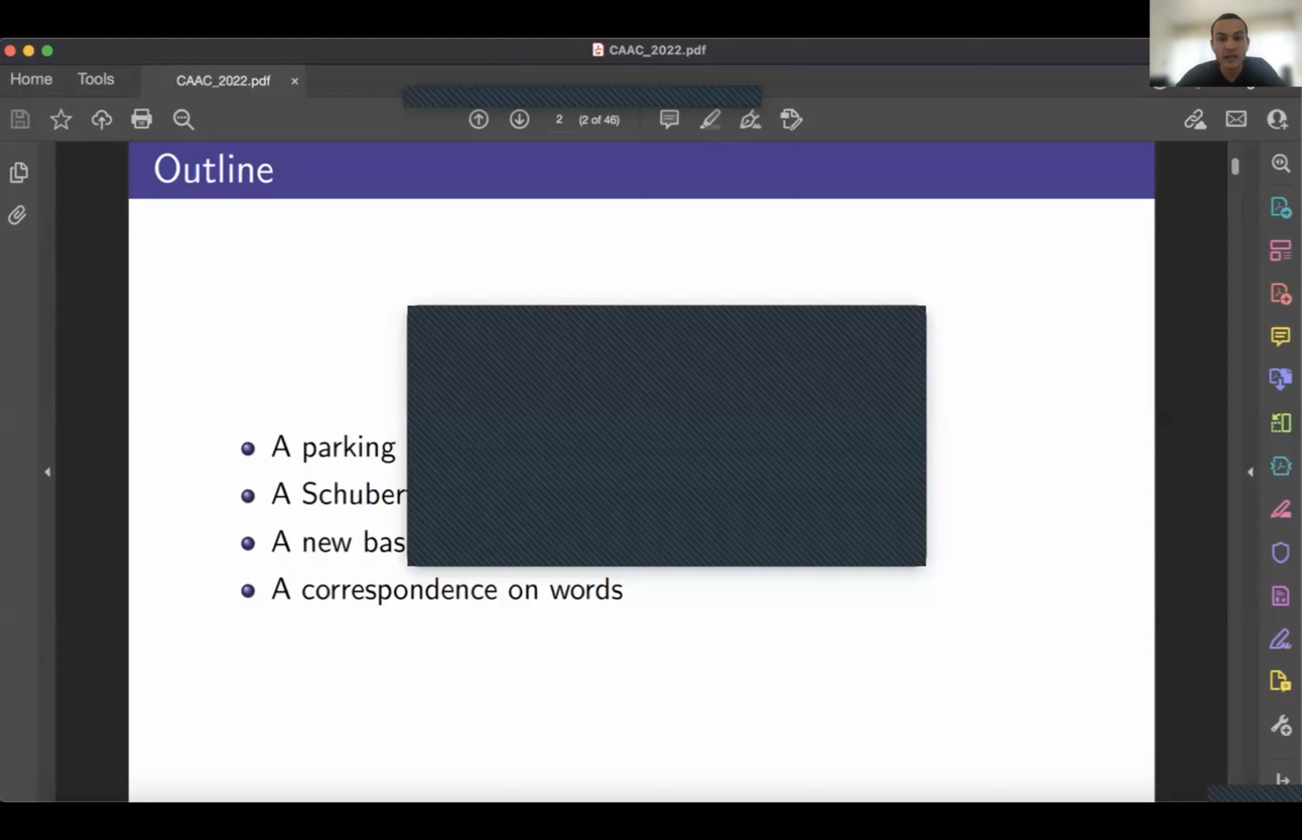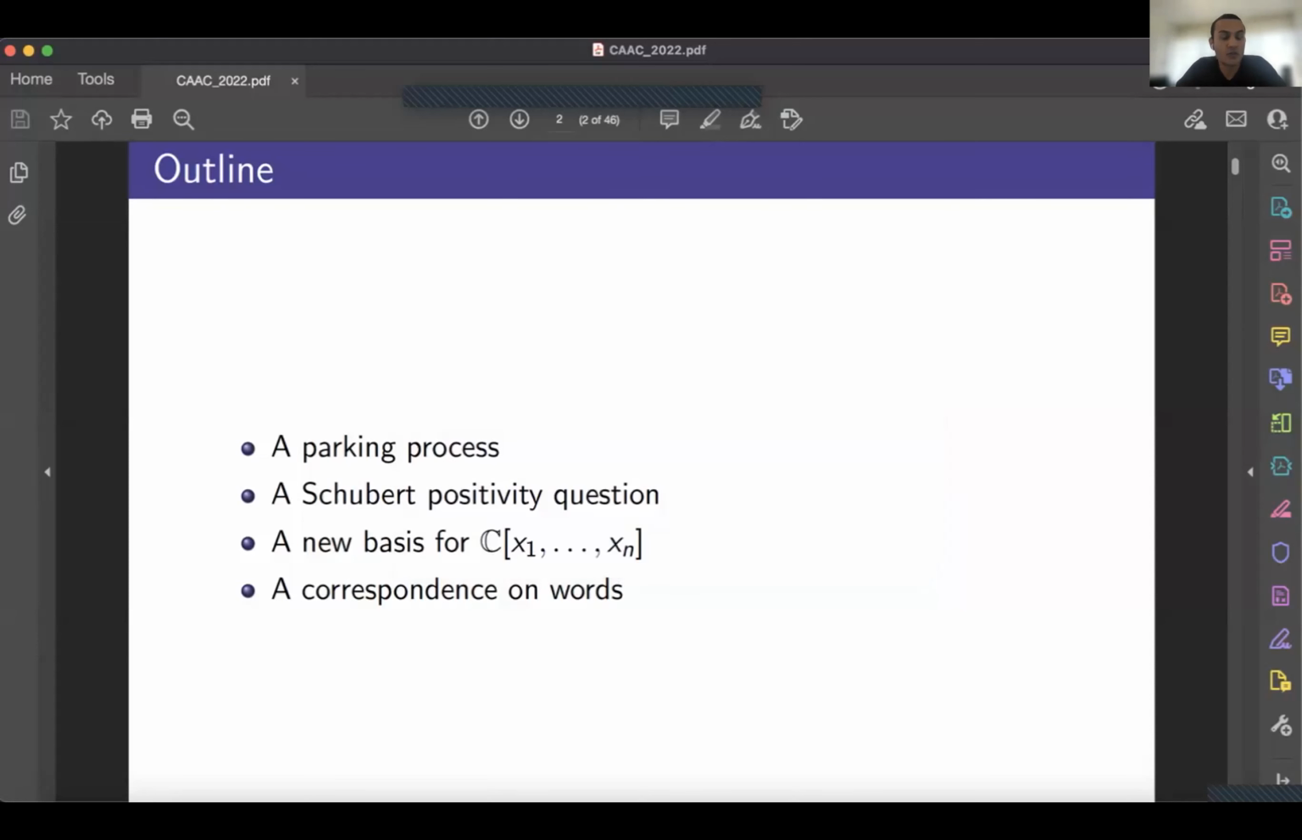My agenda. The first one is a parking procedure. In this audience, I'm sure we'll love a parking procedure. That's the hope. The second thing is the Schubert positivity question that we are aiming to address.